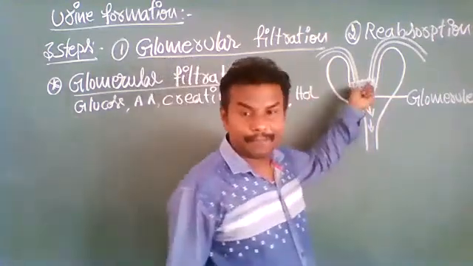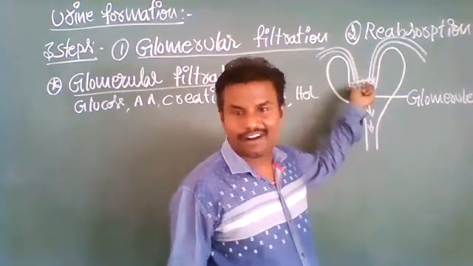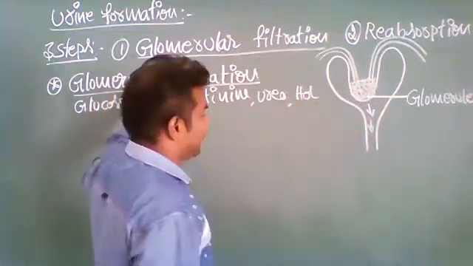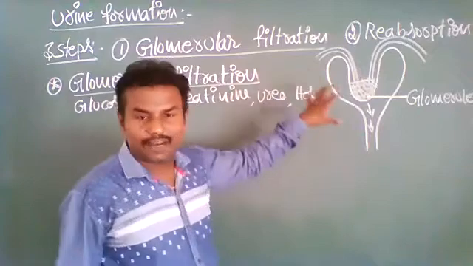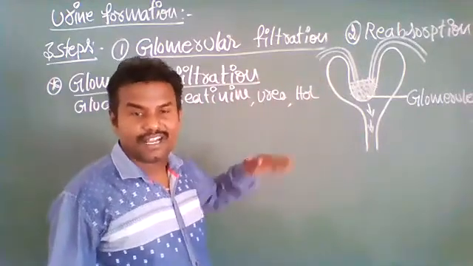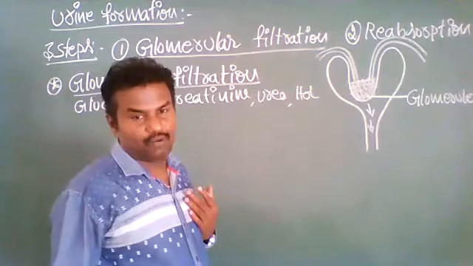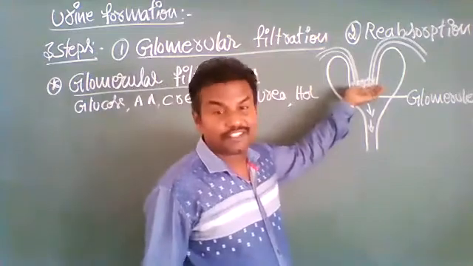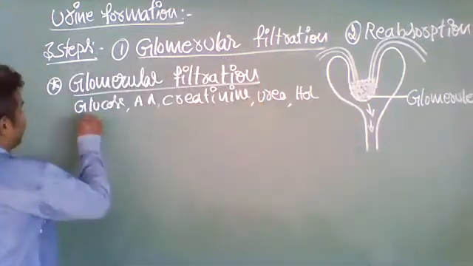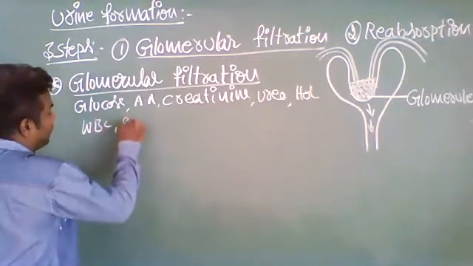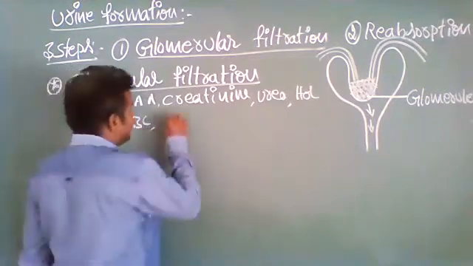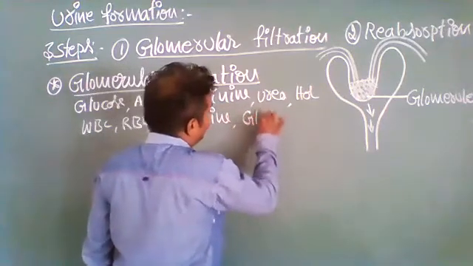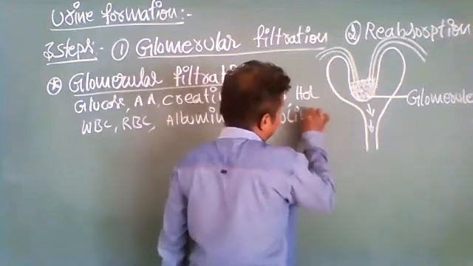So here some useful materials are not filtered. In the glomerular filtration, glucose, amino acids, creatinine, urea, hormones, such kinds of materials are filtered and go in the downward direction. Downward direction means renal tubules. But some of the particles are not filtered. Those are white blood cells, red blood cells, plasma proteins such as albumin, globulin, etc. These are not filtered.